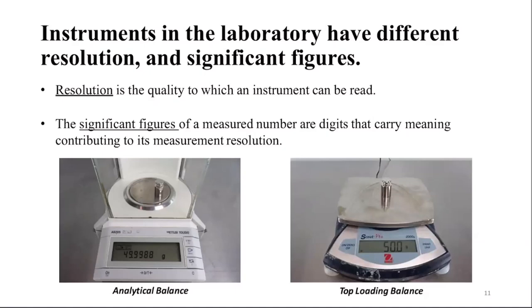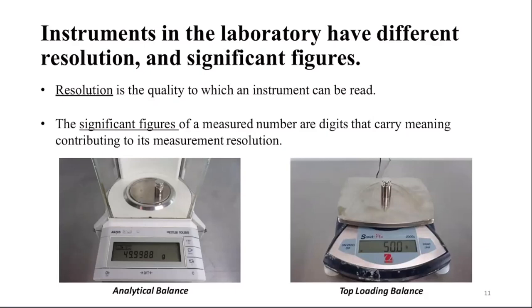Here we have two balances. The one on the left is an analytical balance. The one on the right is a top loading balance. Even though these two instruments are different in terms of their job, they do the same activity, which is measure mass. The one on the left, you can see on the screen, is measuring the same object that we have on the one on the right.